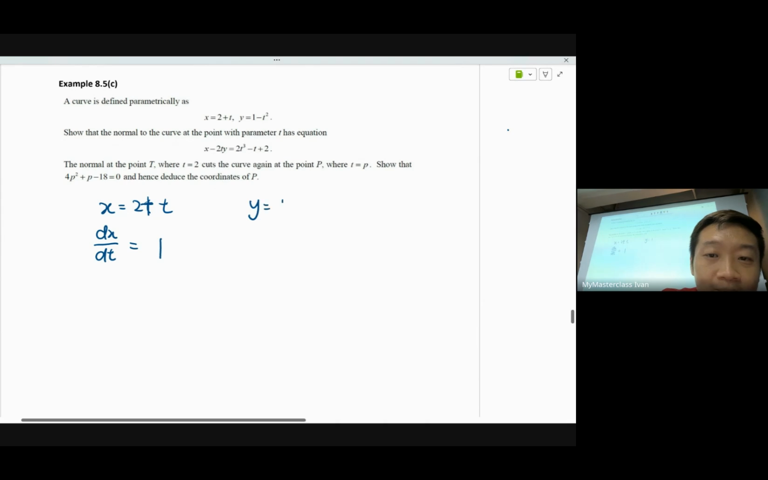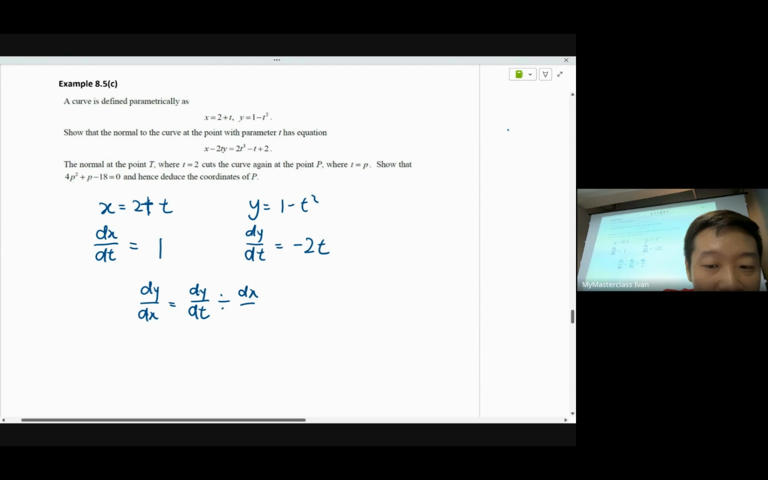y equals 1 minus t squared. So basically dy/dx is equal to dy/dt divided by dx/dt, which gives me negative 2t. When they say the point is t, the gradient of the tangent is equal to negative 2t. The gradient of the normal will be equal to 1 over 2t this way.